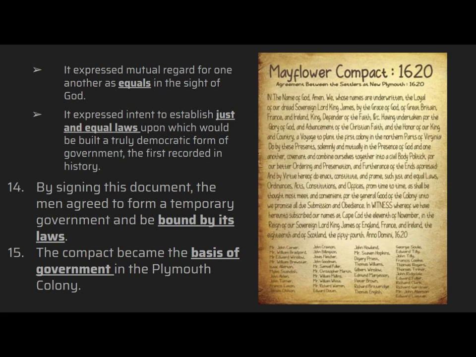So by signing this document, these men have agreed to form a temporary government and be bound by its laws. So these 41 men said, this is the code that we are going to live by in Plymouth. And this compact became the basis of government in Plymouth Colony.